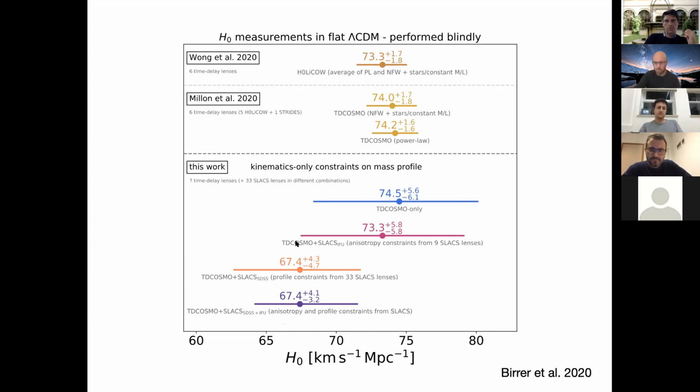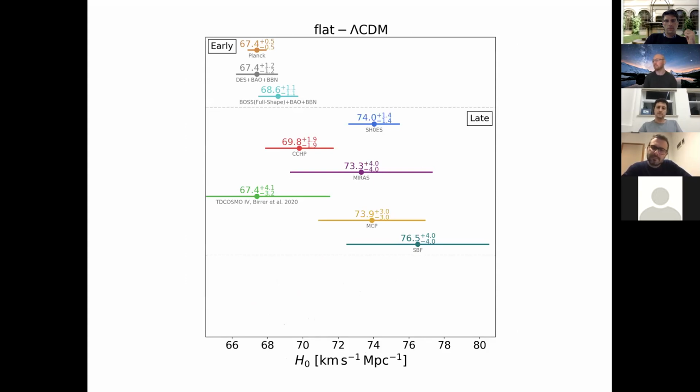There are multiple different measurements, and I haven't put all of them on here. So this is just effectively moving the H0LiCOW result to TDCOSMO 4 with this relaxed assumption. This measurement is self-consistent with both the CMB inferred value and a value of around 73. So we need to go to higher precision.